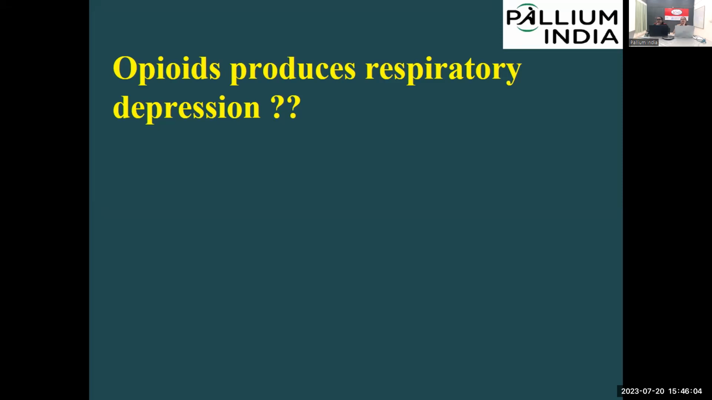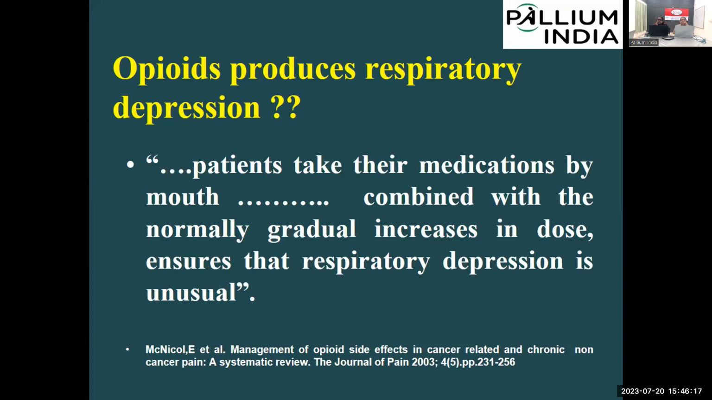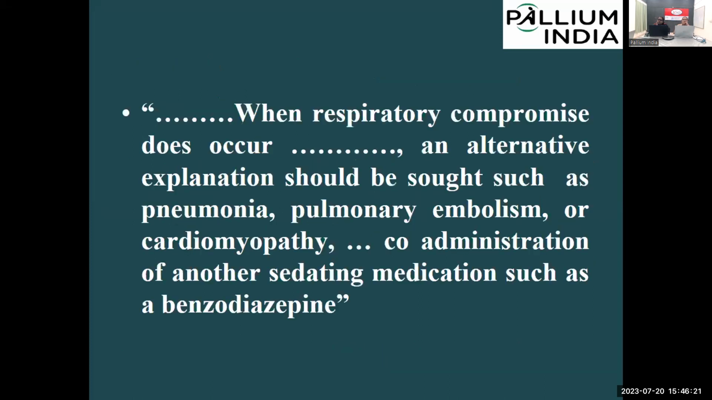Usually when opioids are prescribed orally, and with close monitoring of the toxic symptoms, they are very unlikely to produce respiratory depression. Respiratory compromise usually occurs due to some alternative reasons like pneumonia, pulmonary embolism, or cardiomyopathy, or maybe the patient is on sedative medications like benzodiazepines. Otherwise, morphine alone is very unlikely to produce respiratory depression. This is because we do oral titration of the medication very cautiously, monitoring all the toxic effects of the medication.